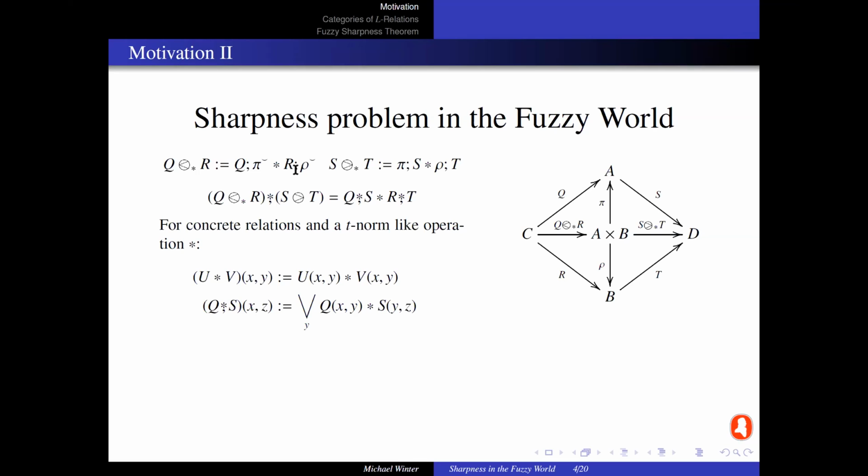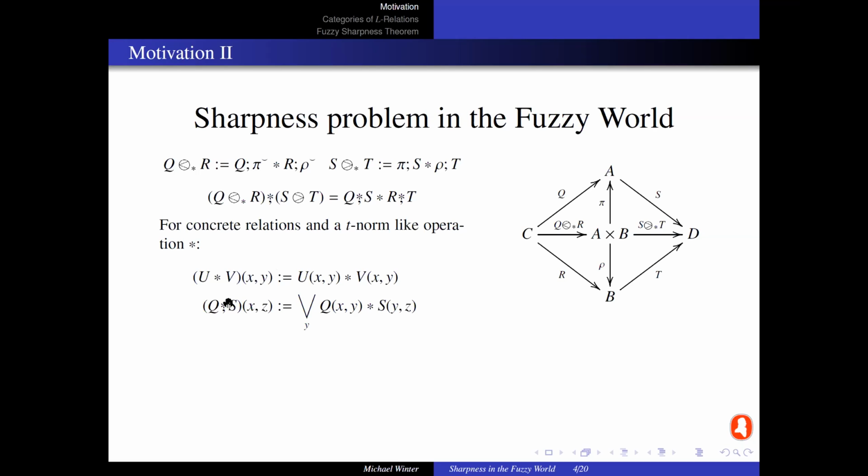So what is this? Now, this is, let's say, a T-norm-like operation. The main difference from meet is that this operation is not idempotent. So x star x is not necessarily x. For meet, of course, that was the case: x meet x is of course x. Similarly, we have a composition operation over here, which is based on a star instead of a meet operation.